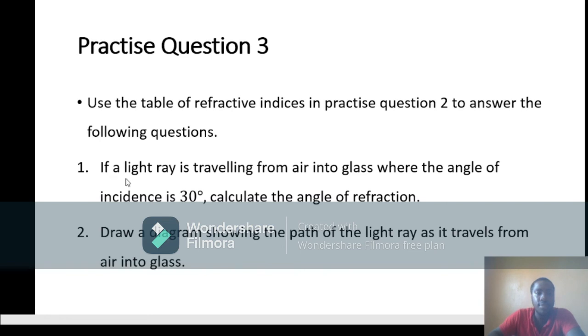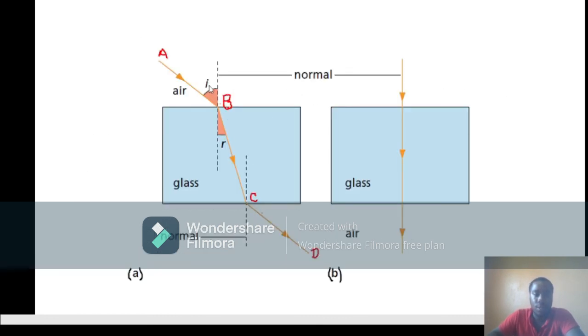The first question says, if a light ray is traveling from air into glass, while the angle of incidence is 30. You already know that it's from air, that's going to be the incident, into glass, that's going to be the refracted. Remember the boundary between air and the glass, that's going to be the incident ray that's coming through air into the glass, and the angle between the normal and the incident ray is this one. So what we are saying is find this angle here. They've given you this angle, they are saying find that angle.